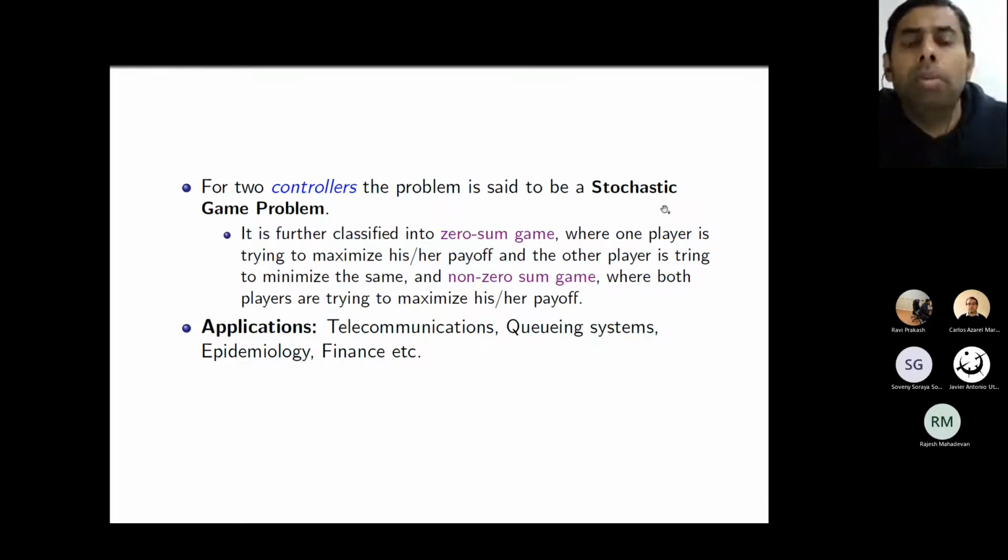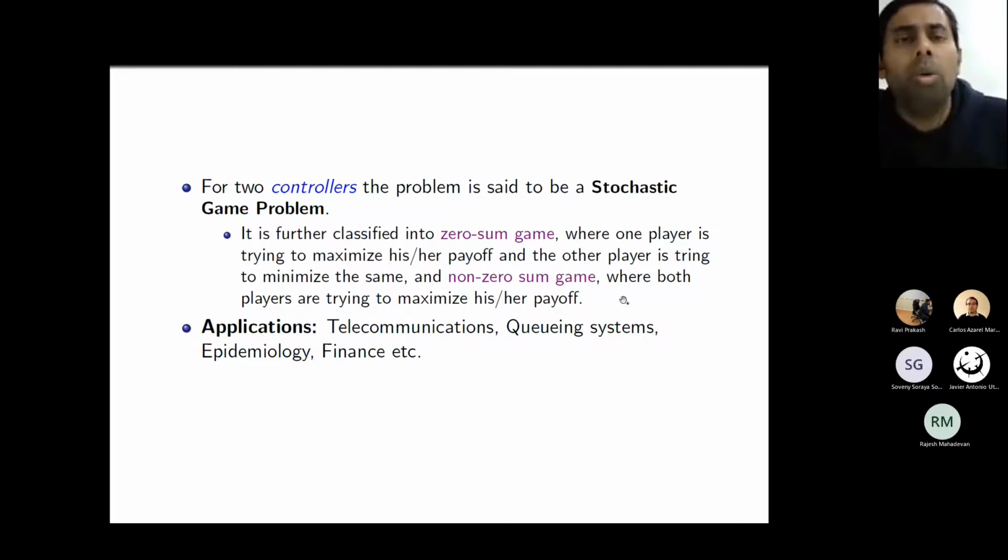Now, a stochastic game problem is further classified into two subtypes, namely a zero-sum game, where one player is trying to maximize his or her payoff while the other is trying to minimize the same. So one's gain is the other's loss. That's why it's called a zero-sum game. A non-zero-sum game is where both the players are trying to maximize his or her payoff. So in zero-sum, one is trying to maximize while the opponent is trying to minimize, while in a non-zero-sum game, both the players are trying to maximize their payoffs.